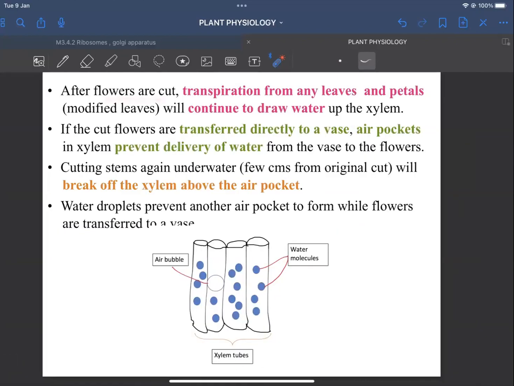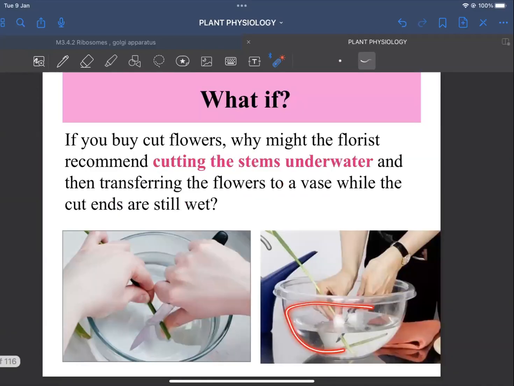After flowers are cut, transpiration from any leaves and petals, or the modified leaves, will continue to draw water up the xylem. If the cut flowers are transferred directly to a vase, air pockets in the xylem prevent the delivery of water from the vase to the flower. Cutting the stems again underwater will break off the xylem above the air pocket, and the water droplets prevent another air pocket from forming while the flowers are transferred to a vase. That is the reason why florists make sure they cut the stem inside a bowl of water.